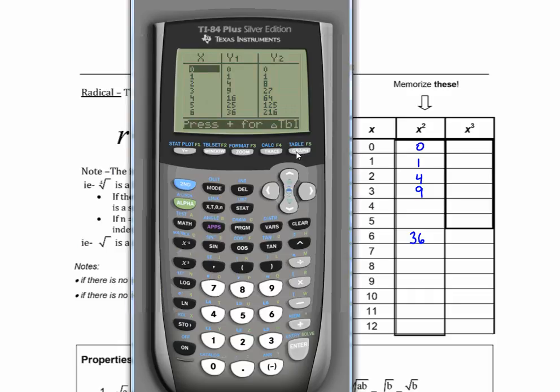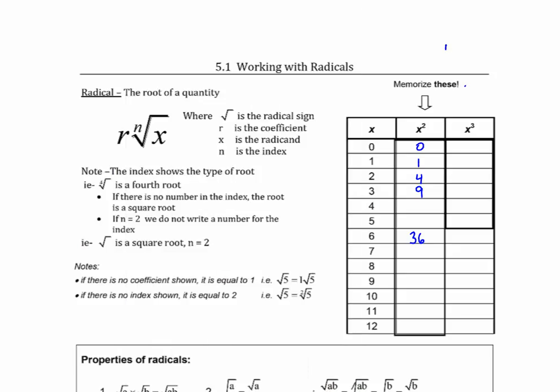Did anyone learn that last year? Some of you know, some of you yes. Okay, so we did y1 equals x squared, y2 equals x cubed, and then second graph, and that'll show you this exact same table.